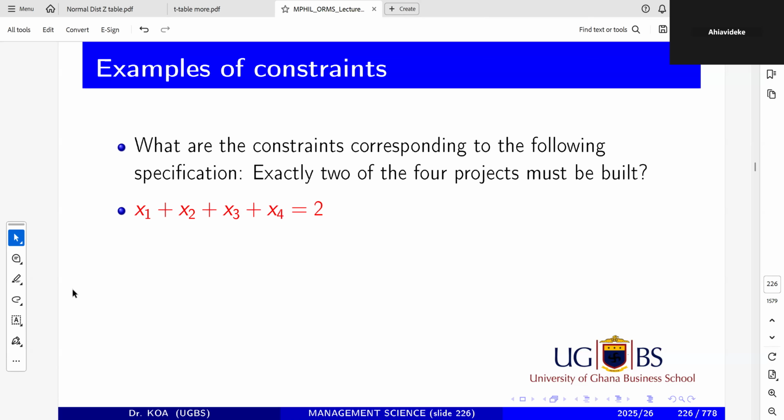And from the previous ones, he indicated that all of them are possibilities. There's a probability that we can build any of them. And the formula for that will be the summation of all of them equal to 2, which is x1 plus x2 plus x3 plus x4 equal to 2. So be it any of them that we decide to choose, we'll still end up getting 2 projects done. Please, do you understand?